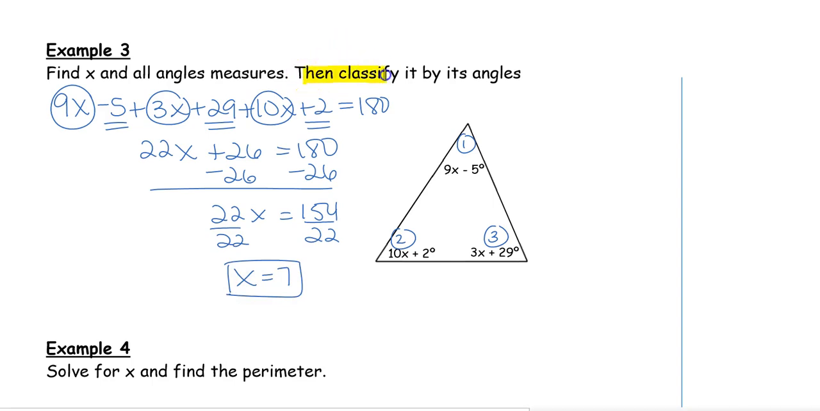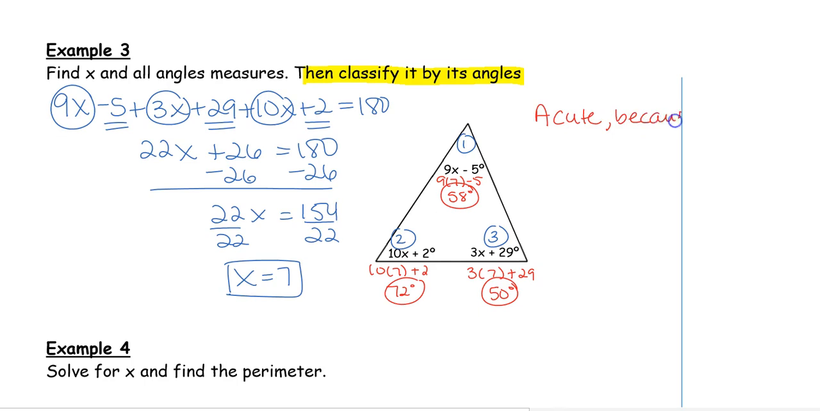And we're not done. We want to classify by its angle measures. So now I have to take that and plug it in. So 9 times 7 minus 5, this is going to be 58 degrees. 3 times 7 plus 29, this is going to be 50 degrees. And 10 times 7 plus 2, this is going to be 72 degrees. So I look at the 3 different angle measures. This is going to be an acute triangle because all angles are acute.